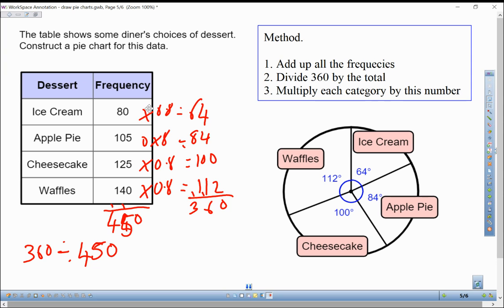And once you've done that, you'll get an answer. Multiply each category by this answer. So one more time, add up all the frequencies, divide 360 by the total. Whatever that total is, you multiply each category by it.